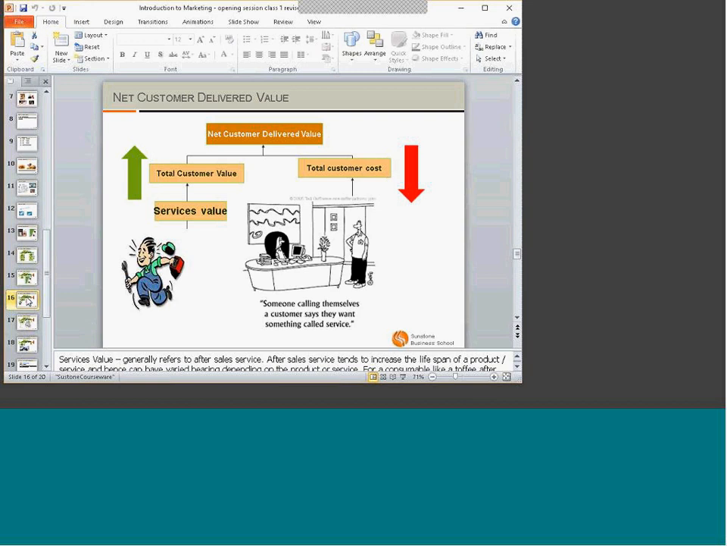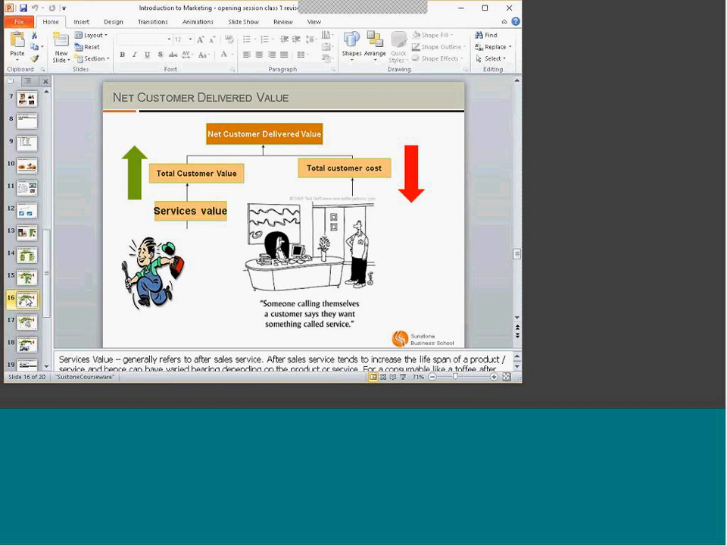For clarity's sake, I've put this red arrow on the right and the green arrow on the left. It really means that when cost goes down, the net customer delivered value goes up. Every time a value goes up, the net customer delivered value goes up. And the whole intention always is to have a high net customer delivered value.